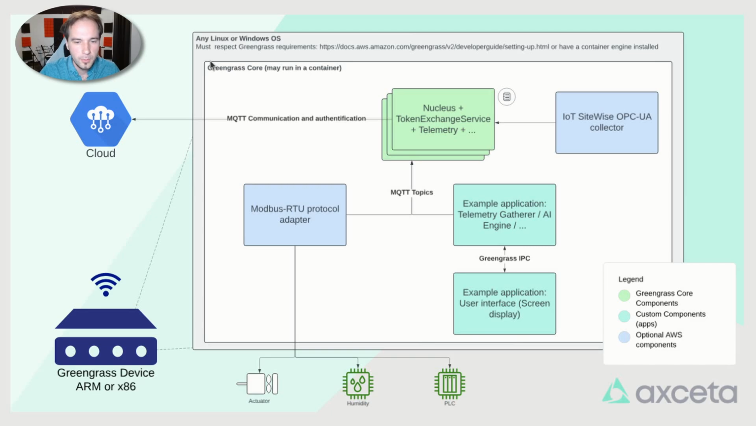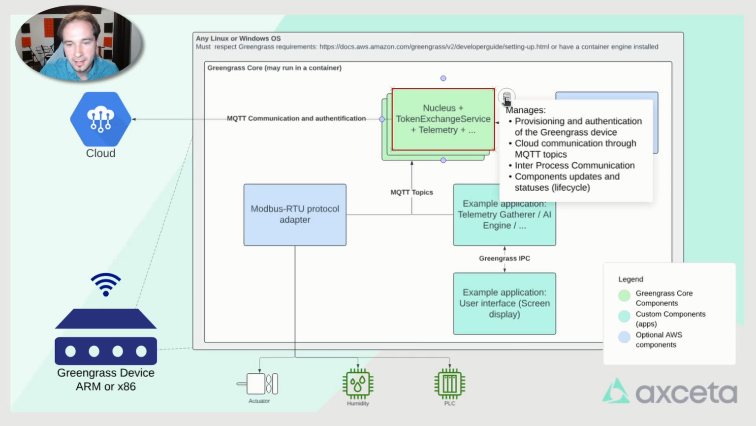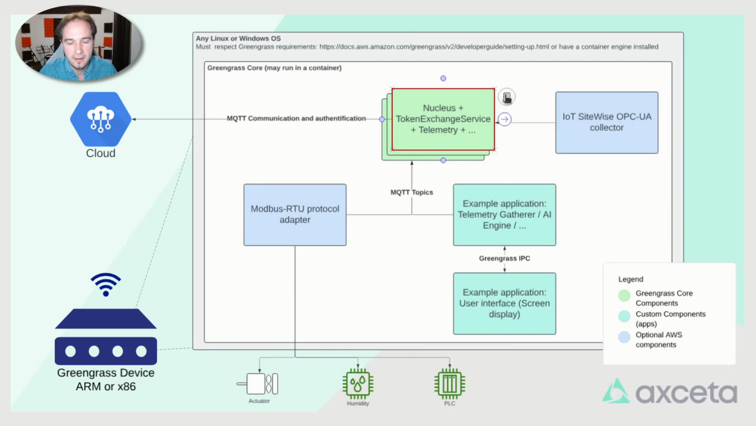For the rest of the presentation, we will talk about components, which are Greengrass applications. The green ones here are Greengrass core components that come with the installation of Greengrass. These components manage provisioning and authentication of the device, cloud communication, inter-process communication, so between components, and they manage component updates and statuses, which are called lifecycle actually.